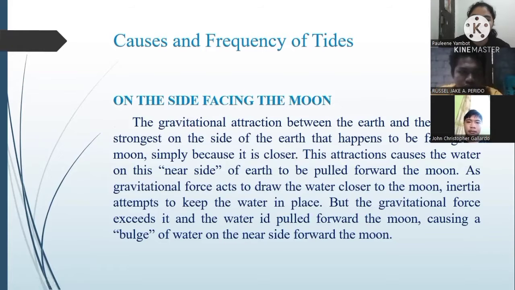Okay. Next, on the side facing the moon. The gravitational attraction between the Earth and the moon is strongest on the side of the Earth that happens to be facing the moon simply because it is closer. So mas malapit daw siya yung moon. This attraction causes the water on this near side of Earth to be pulled toward the moon. As gravitational force acts to draw the water closer to the moon, inertia attempts to keep the water in place. But the gravitational force exceeds it and the water is pulled toward the moon, causing a bulge of water on the near side toward the moon. So tumataas nga yung water dahil dun hinihila ng gravitational pull ng moon.